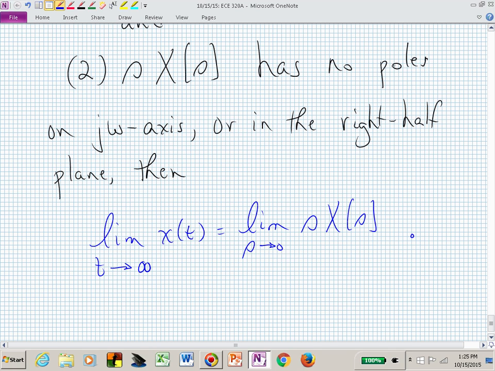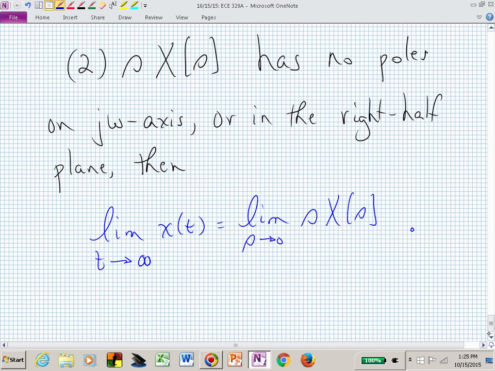Yes? Can poles have a j element to them, or can they just not be on the j axis? The poles cannot live on the imaginary axis, and they have to be in the left half plane. They can't be in the right half plane, but they can have an imaginary component. They can shake, but if they're in the left half plane, that means there's some exponential decay.